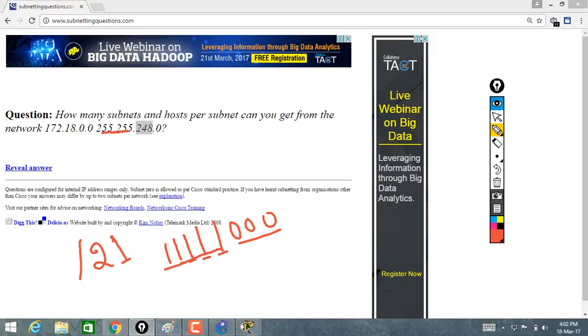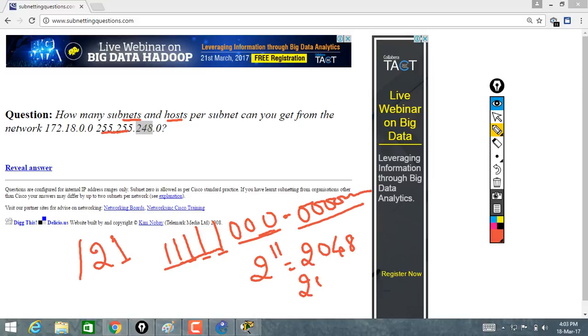But the question they have asked is about subnets and hosts. So the host bits will be 8 plus 3, so 2 power 11. That will be 2048 hosts. But the valid hosts will be 2046, that is 2048 minus 2, since one is the network ID and the other is the broadcast ID. But the valid hosts will be 2046.